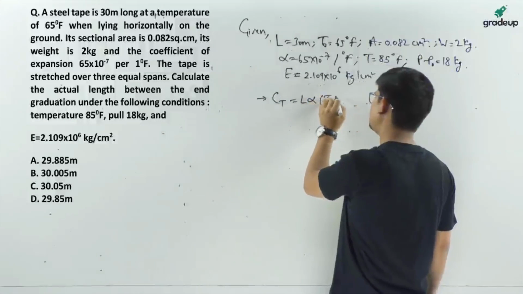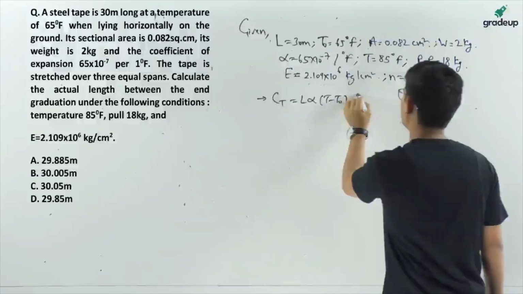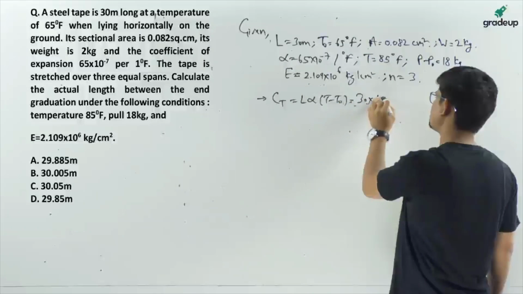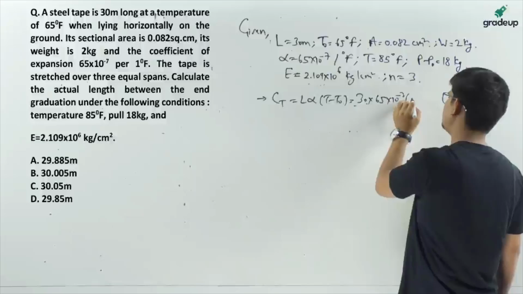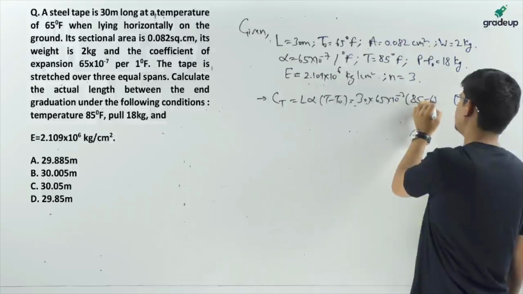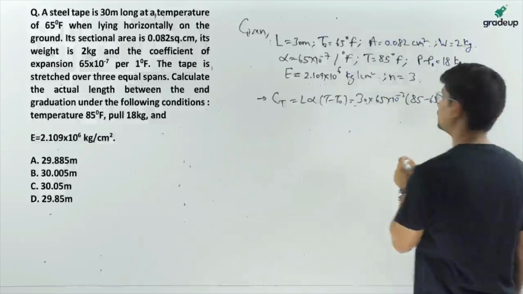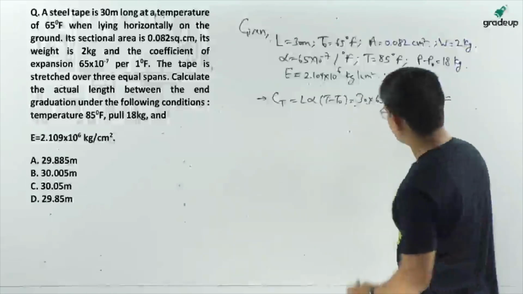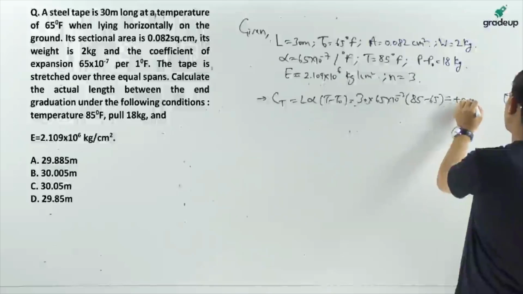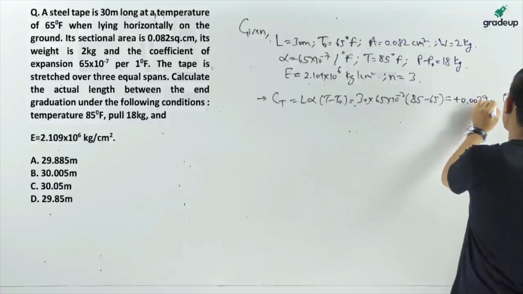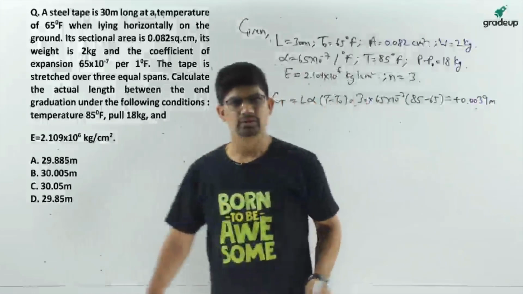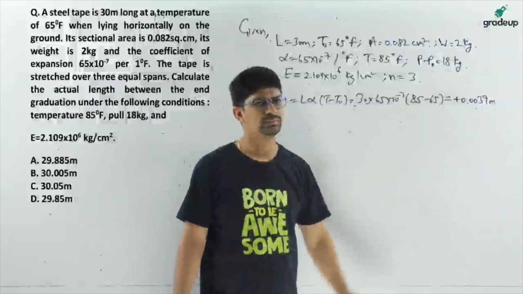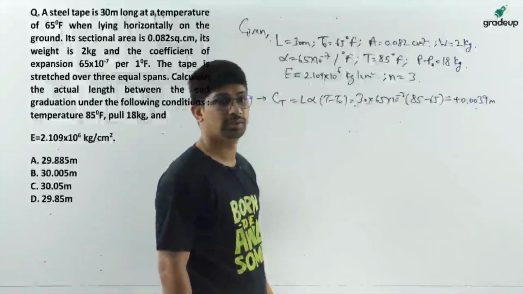So it is L alpha into T minus T naught. L is 30 meters, alpha is 65 into 10 raised to power minus 7, T is 85 and T naught is 65. If you simplify this, it is positive, plus 0.0039 meters. This is the correction due to temperature.